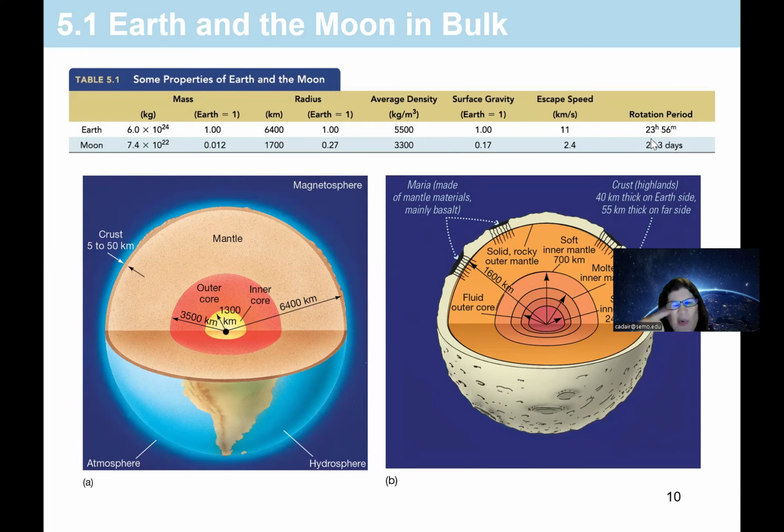But it's also 29 days when you think of the longer time period if you compare to the sun, versus the shorter period if you compare to the stars.